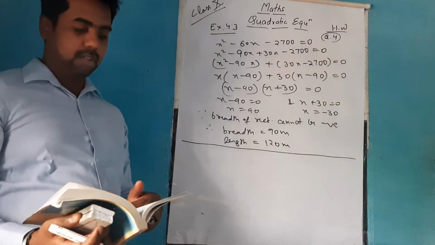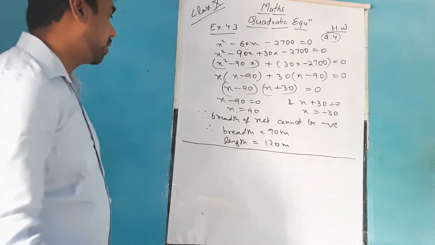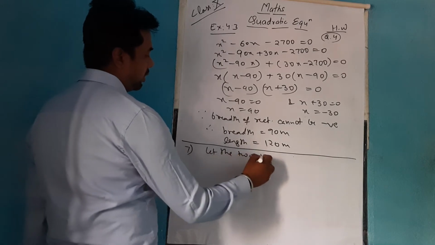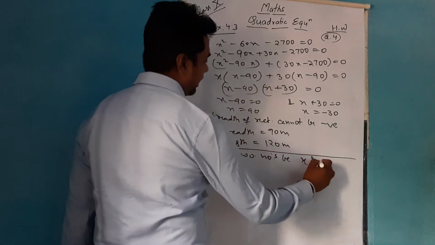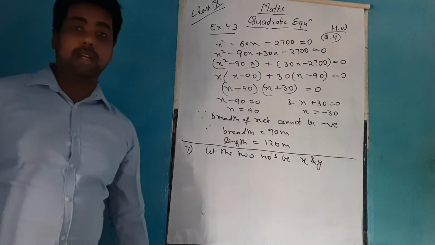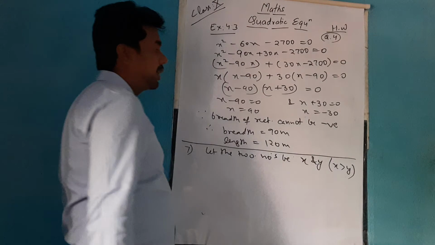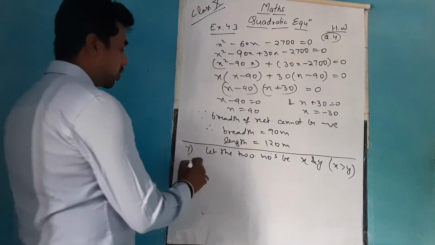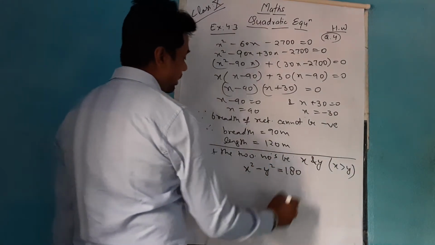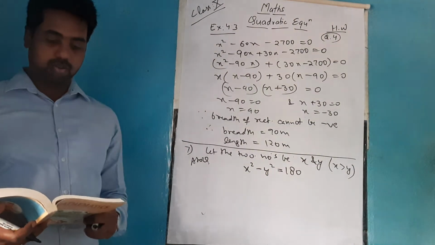Now question number 7. The difference of squares of two numbers is 180. So we'll take it as, let the two numbers be x and y. The condition asks for the difference, so of these two numbers, one we have to take as greater. Either we can take x as greater or y as greater. I am taking x as greater. According to the question, the difference of squares of two numbers is 180. So x square minus y square is equal to 180.